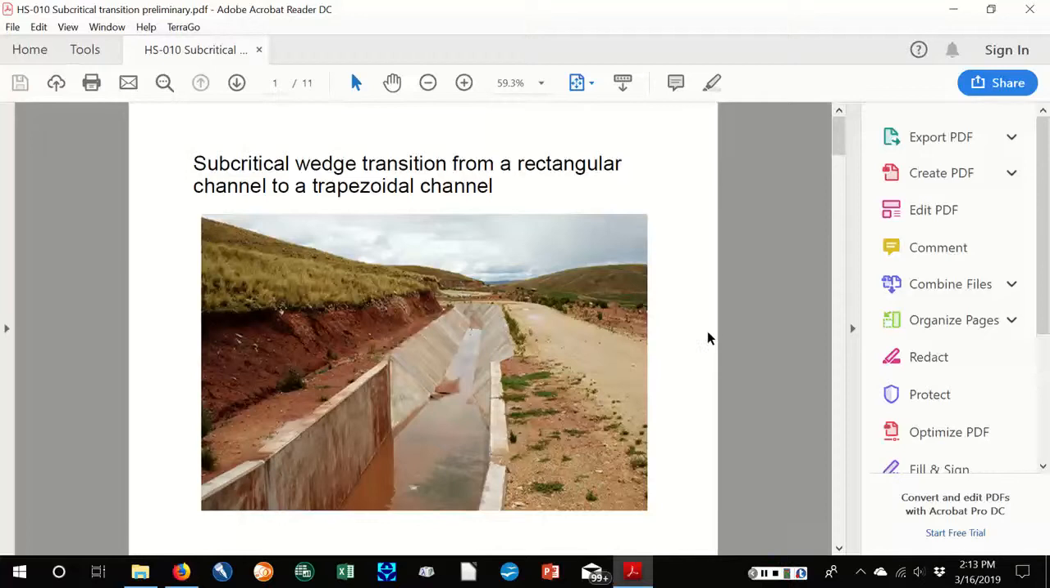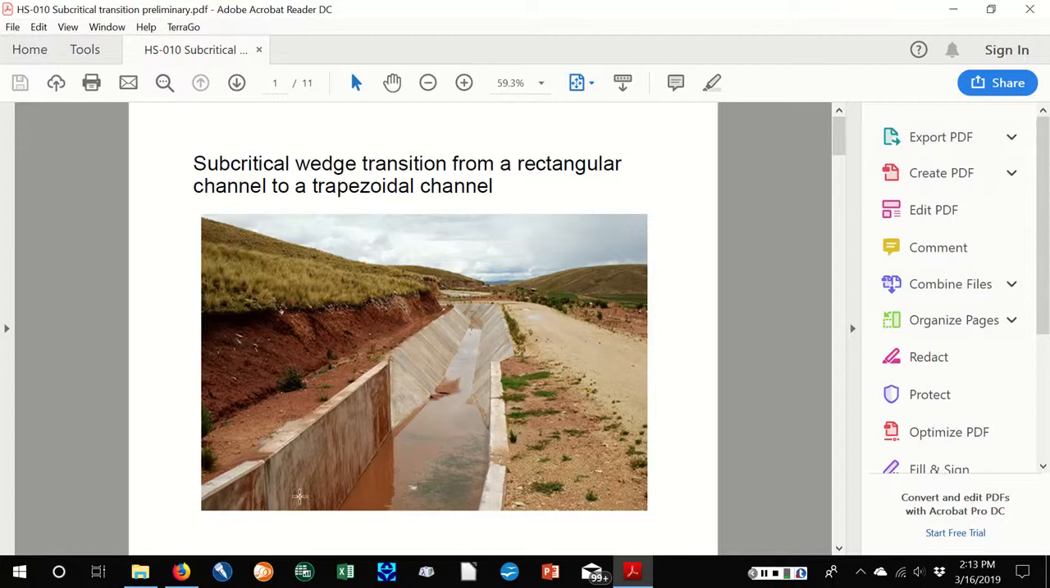Our next unit in the open channel hydraulics course will be the design of transitions in subcritical flow. This slide shows a subcritical wedge transition from a rectangular channel to a trapezoidal channel. These types of structures are fairly common where a lot of irrigated agriculture is present. If you look at the background, it's a desert, low rainfall area, and they have an irrigation canal which is concrete lined so that they will not lose water.